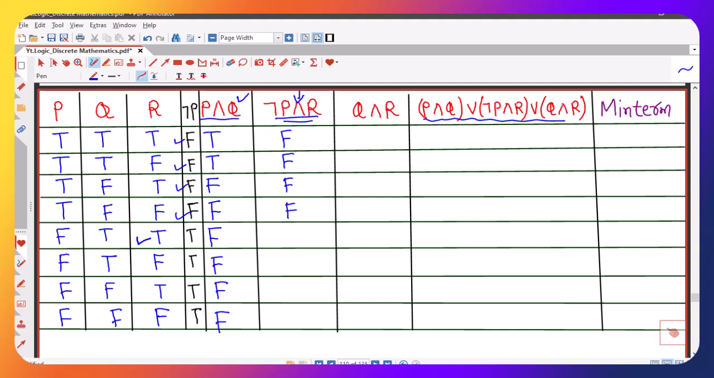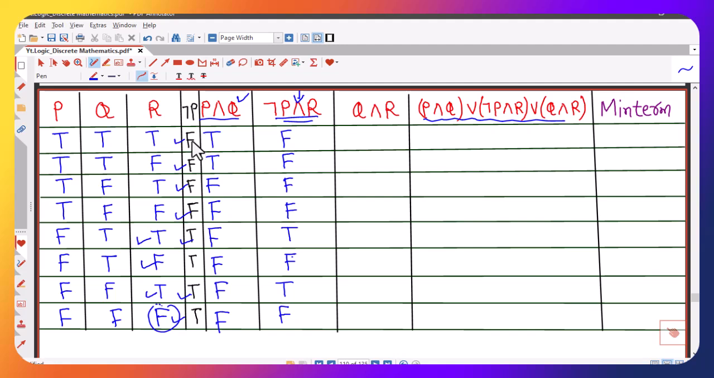Here we can see negation P and R both are true, therefore this is true. Here R is false, therefore this is false. Here again both are true, therefore this is true. And here, not both are false. Q is false and this is true, so this is false.